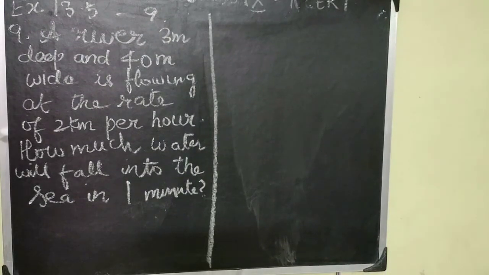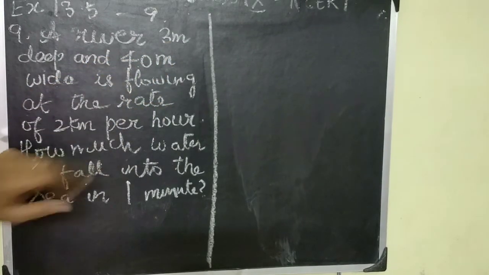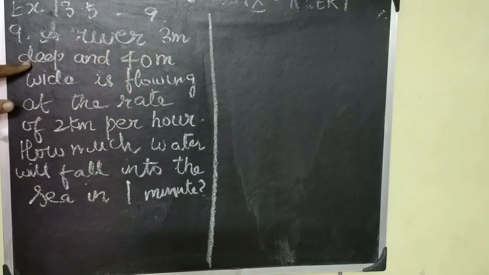Let us now take an example of a sum involving a cuboid and its volume. So this is from the class 9th NCERT book, exercise 13.5, sum 9. A river 3 meter deep and 40 meter wide is flowing at the rate of 2 km per hour. So there are three dimensions given over here. 3 meter deep, which means deep is nothing but the height.